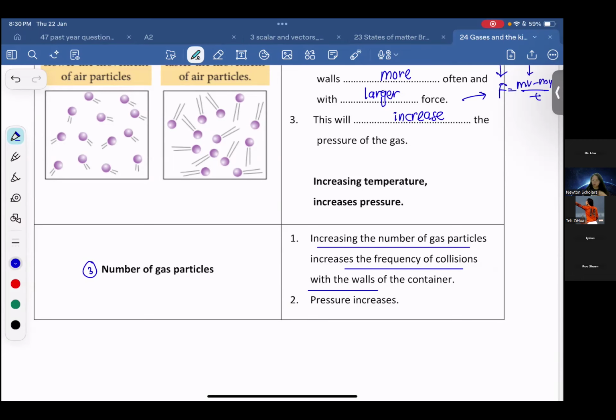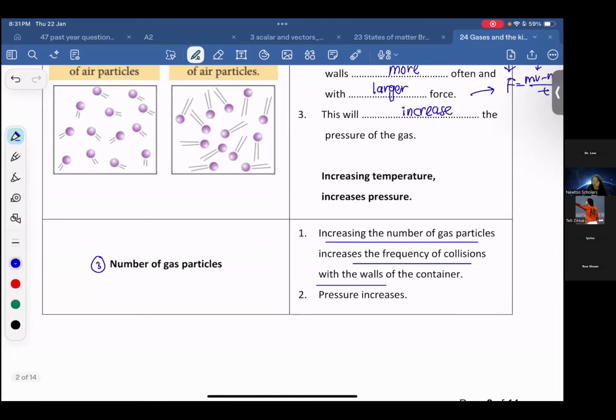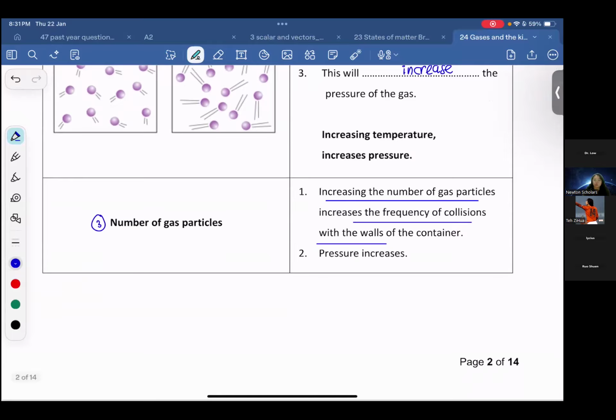So at the end, more number of particles, pressure will increase. That's why you blow, blow, blow, the balloon will get bigger and bigger. It's because inside the balloon, it experiences high pressure, so it tries to expand out to reduce the pressure. So here we can go to your page number 3.